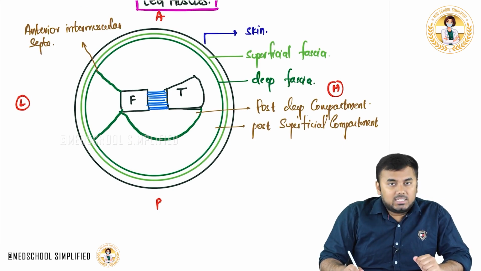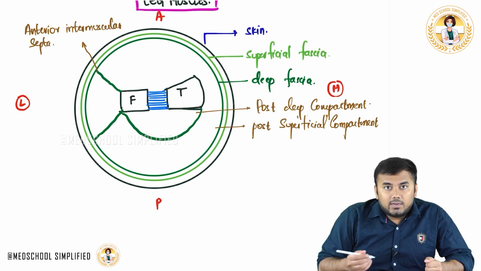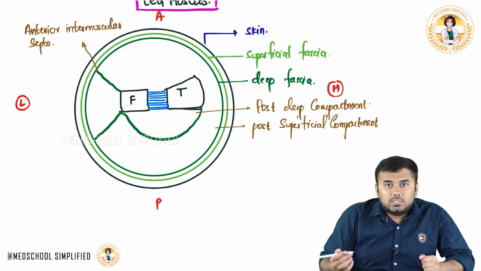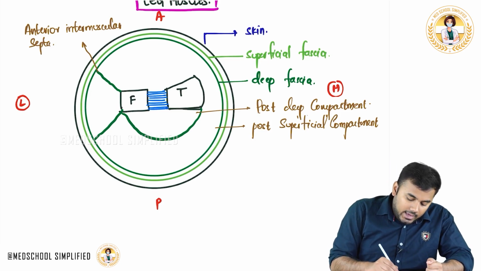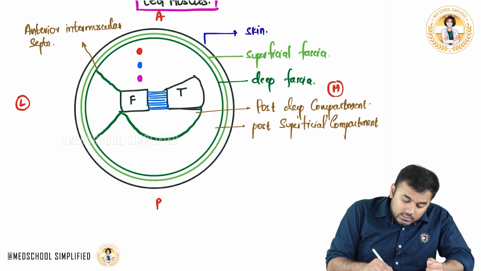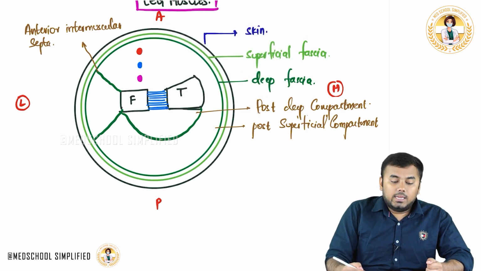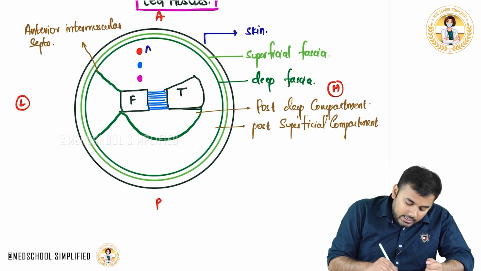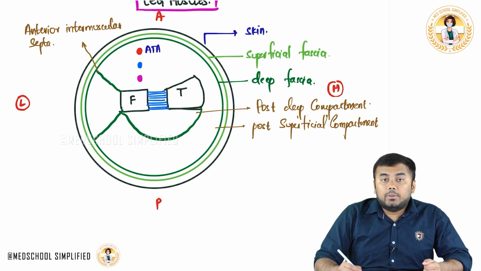Now let us see what arteries, nerves, as well as veins are located in the anterior compartment. Muscle names I will write later, and if I pick up one muscle from the anterior compartment and ask what is the artery, what is the vein, you should tell the name. The anterior compartment has an artery, a vein, and a nerve. The name of the artery is the anterior tibial artery. ATA stands for anterior tibial artery.